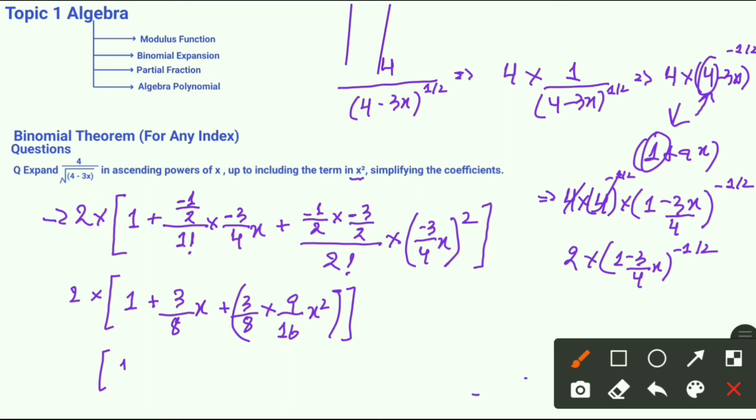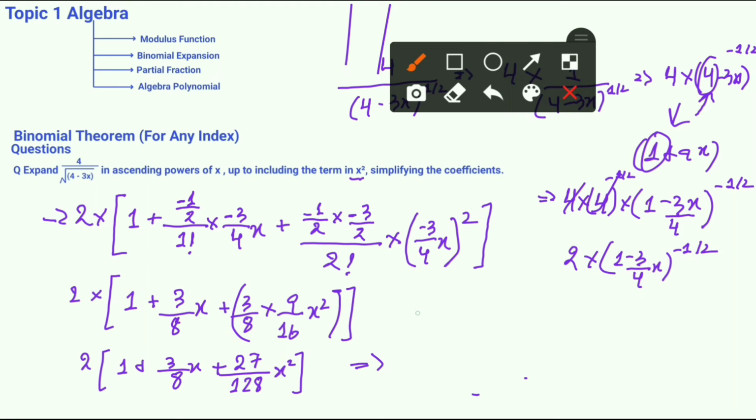Simplifying this one more time, 1 plus 3 upon 8x plus 9 upon 16. I'm just going to use a calculator. 3 upon 8 multiplied by 9 upon 16 gives 27 upon 128 x squared.